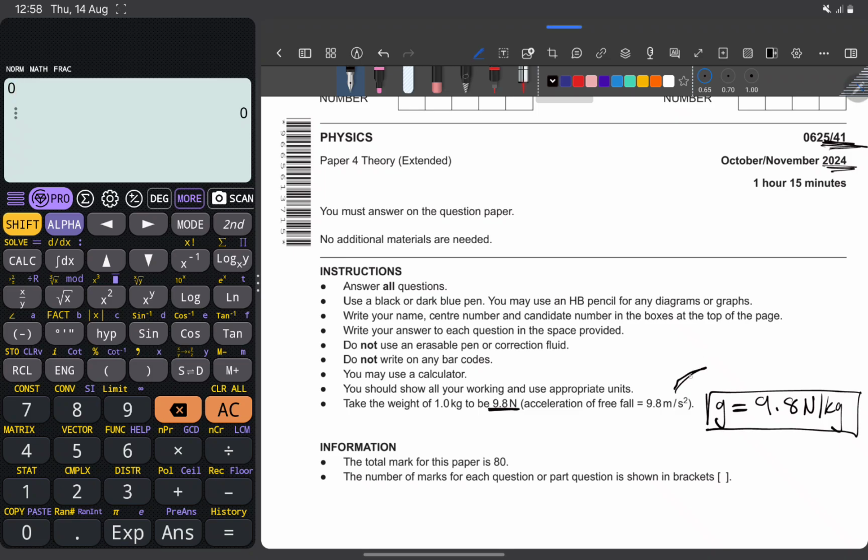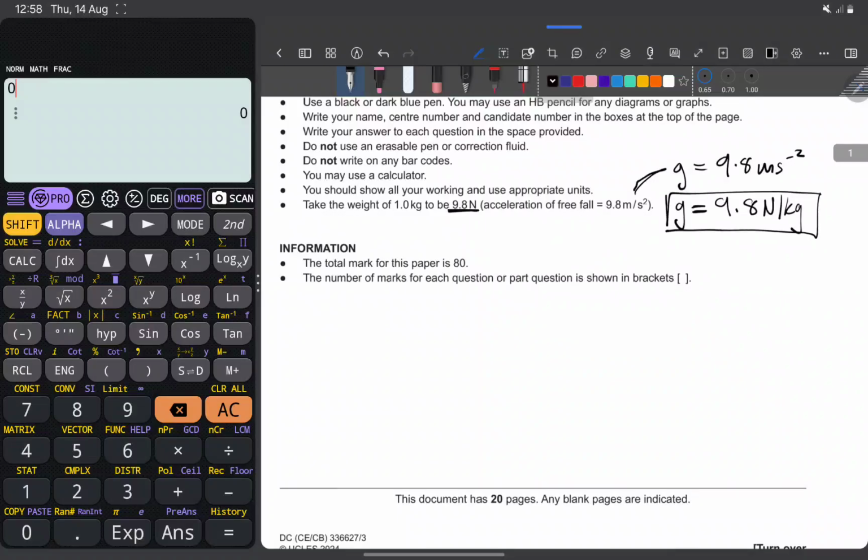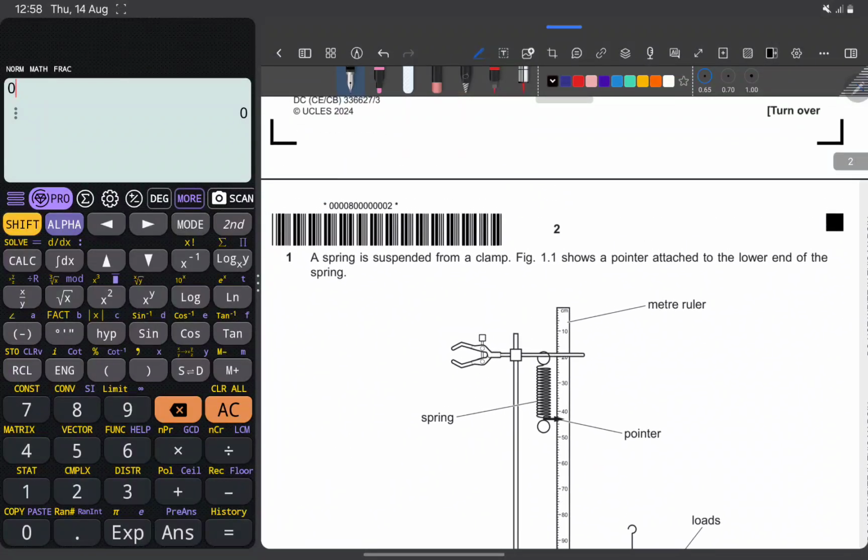Then for motion, we're going to use G as an acceleration due to gravity, and it's going to be 9.8 meters per second squared. Are we together? 9.8. All right, so it's not 10, it's 9.8. Now let's get to work.